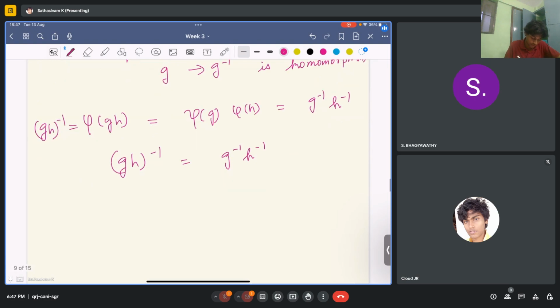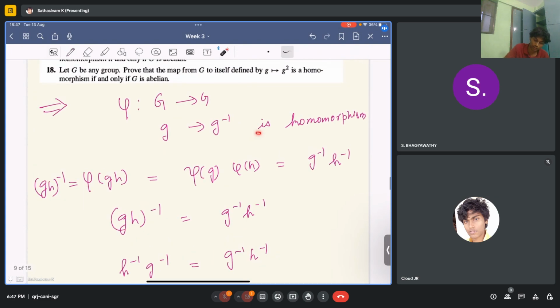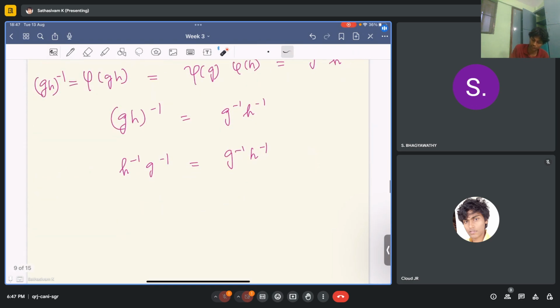Okay. But we know what (gh) inverse is, right? (gh) inverse is nothing but h inverse g inverse. This is the socks-shoes lemma that I'm using here. We have done it in the first class. You can observe that if you have two elements, the inverse is nothing but you reverse the order. So the h has to come first and g next, and then you take the inverses like this. And this is equal to g inverse h inverse. This equality is true because we are assuming this is a homomorphism. In general, this need not be true.